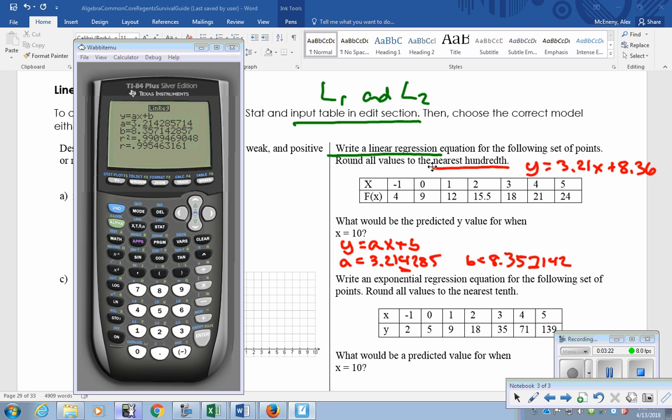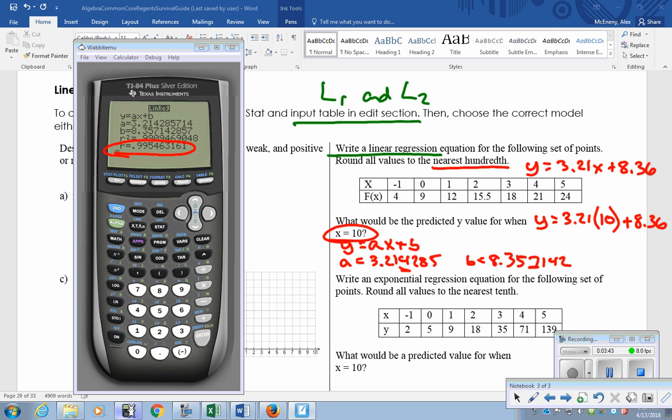Now it says, what would the predicted y value be when x is 10? So we're going to use that equation. We're going to plug in 10, and then you can type that part in the calculation section of the calculator to get an answer. The other thing you want to pay attention to, which is correlation coefficient.